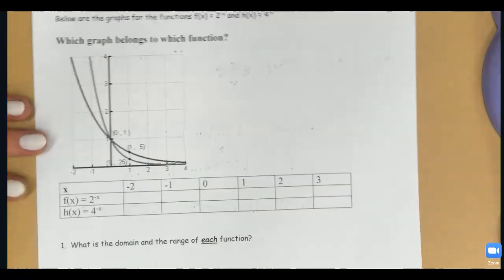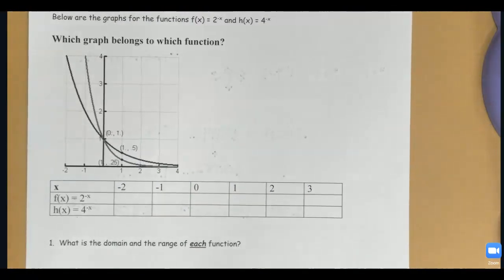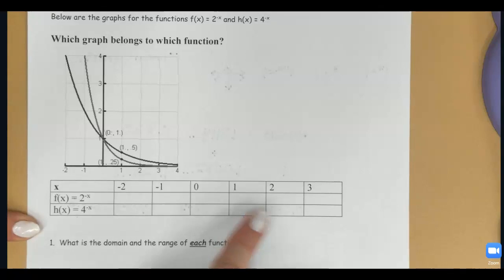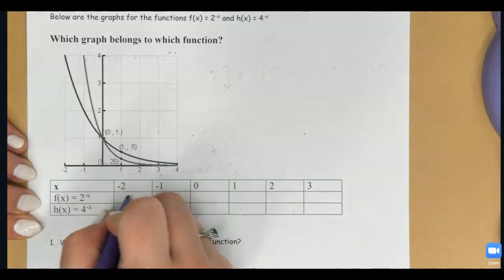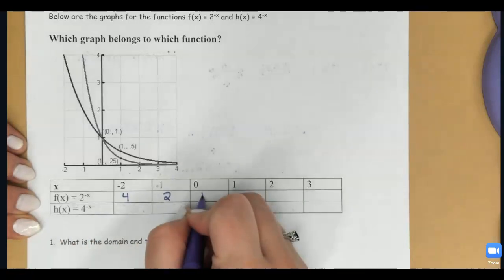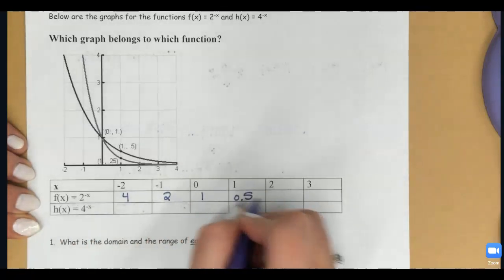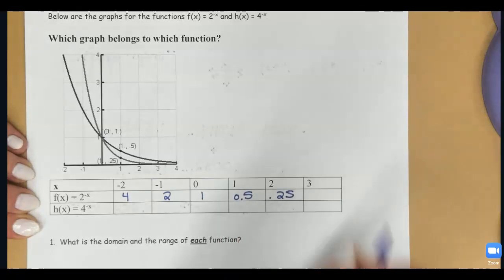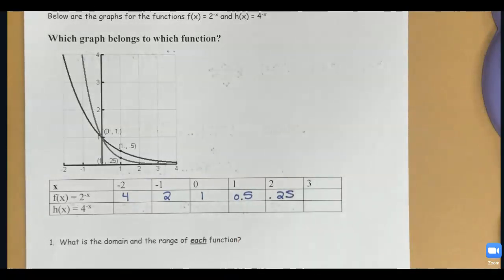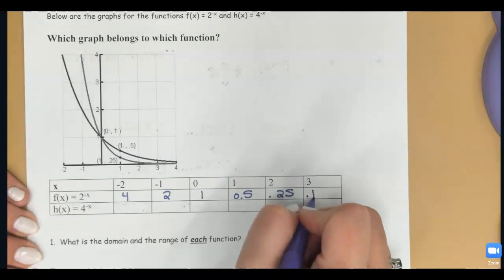Let's go on to the back side and take a look at two more graphs and look at the same situation. So on this one I have graphs for 2 to the negative x and 4 to the negative x. So let's think about what that means and what that is going to look like. Again, I'm going to fill in the table here. For 2 to the negative x, I have 4, 2, 1, 0.5, 0.25, and 0.125.